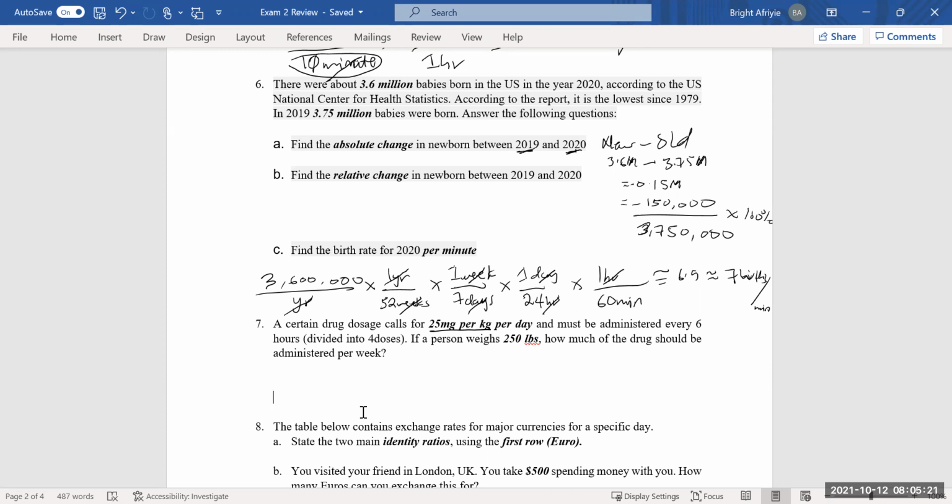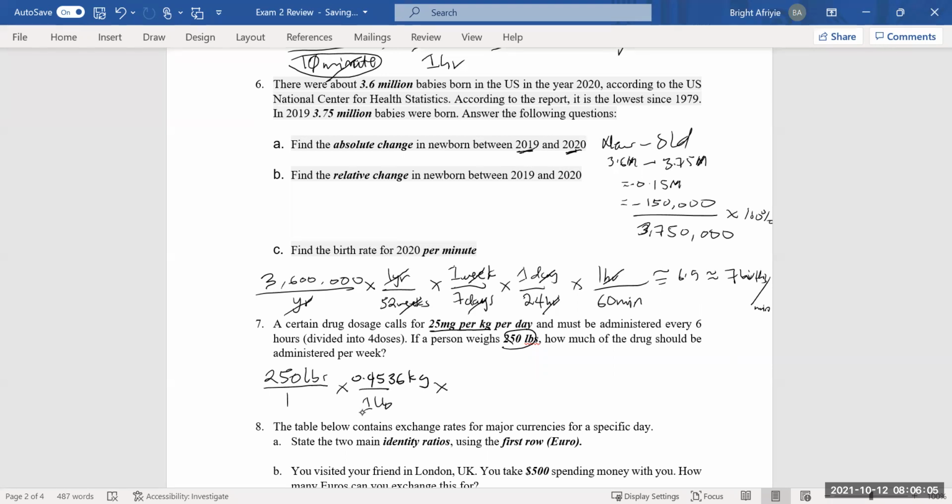Now, but the person we are talking about here weighs in pounds. So to conform, we need to change 250 pounds into kilograms, all right, to be able to tell how much of the medication should be given to the person. So we're going to change 250 pounds, okay, into kilograms, all right, and then we know that 1 pound is 0.4536 kg. All right, so that would change the weight of the person into kilograms.